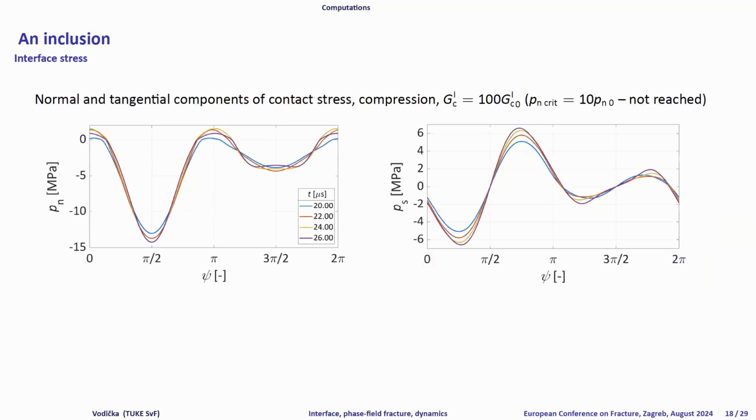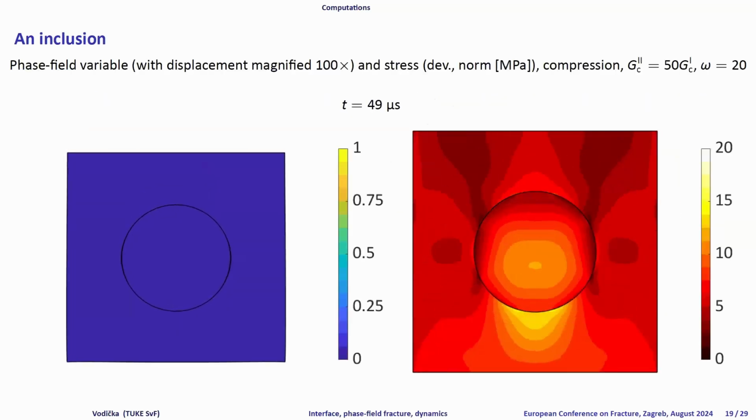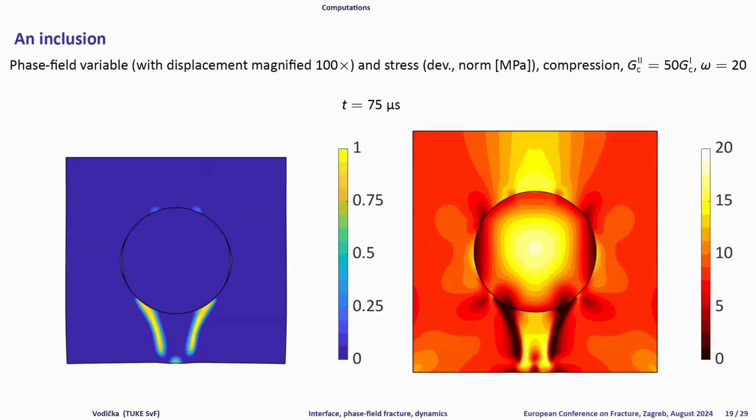Well, in compression, we can check those parameters. The first case, yeah, we have GC2 and the parameter omega. We can see how that parameter causes crack propagation. Again, we have a weaker interface, so that there appears a crack directly on the interface, and at the crack tip of that, there appears a crack in the matrix due to compression.